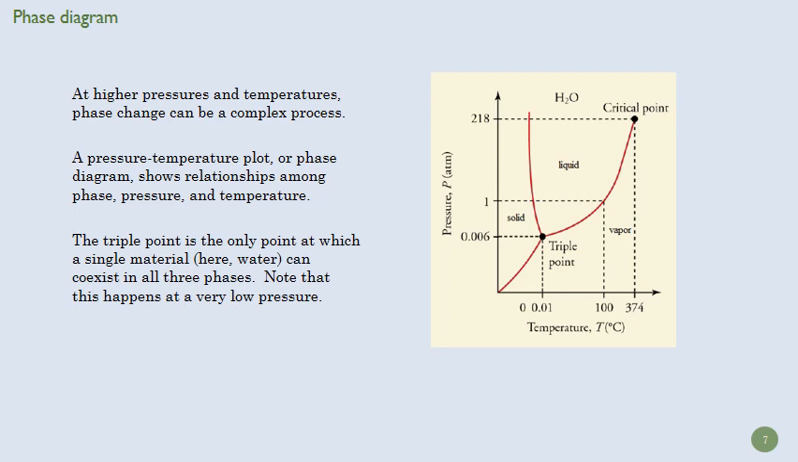So if we look at this, notice these values over here, right? 218 atmospheres is a very high pressure. 1 atmosphere is just the pressure of environmental pressure. And then this pressure is really low, okay? So near vacuum pressure.